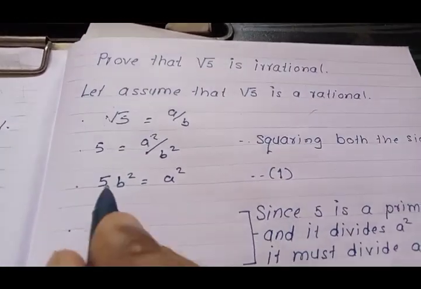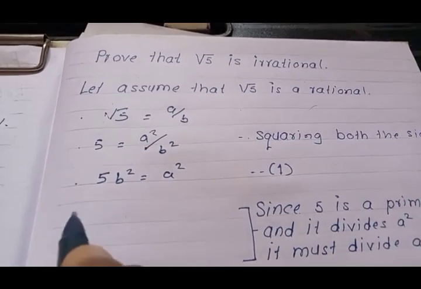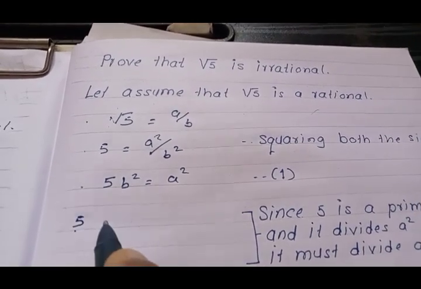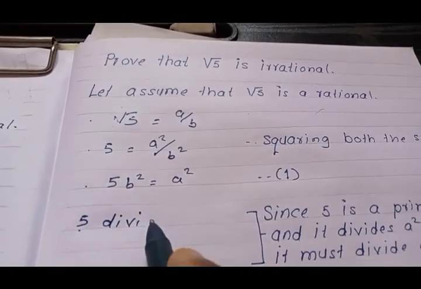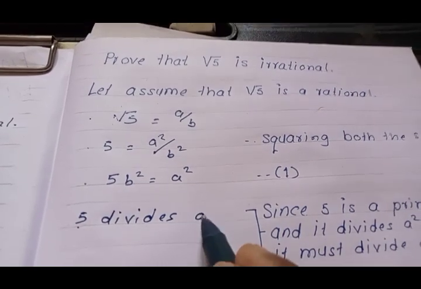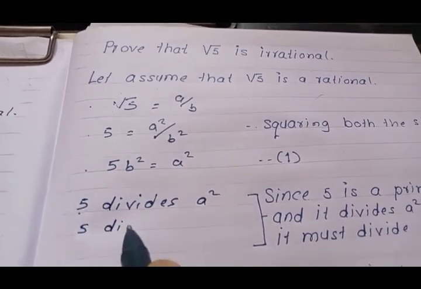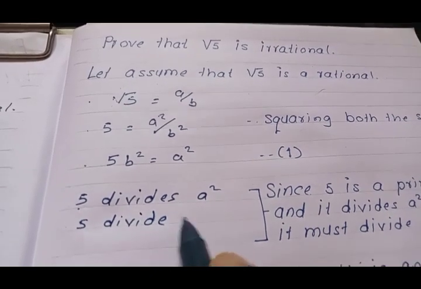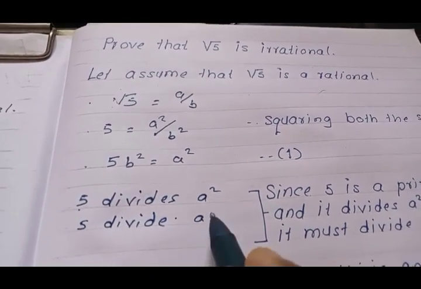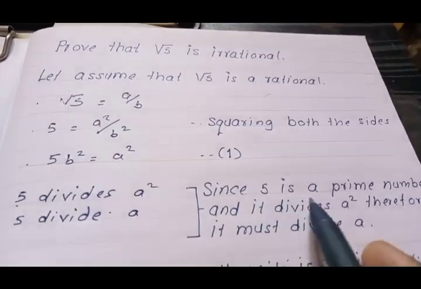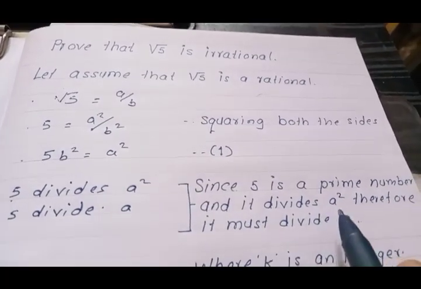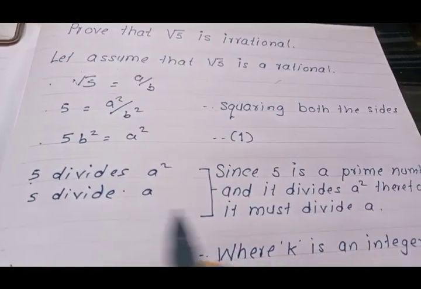Then 5 divides a square. Here 5 divides a square and 5 divides a. Reason: since 5 is a prime number and it divides a square, therefore it must divide a.